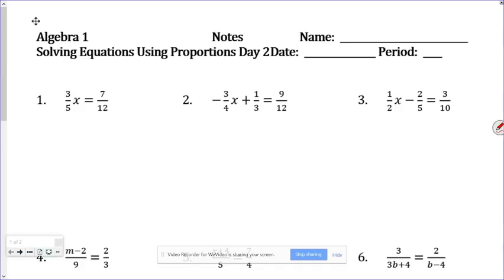So number 1 here, we have 3/5 x equals 7 over 12. This x needs to go in our numerator, so I'm going to rewrite this. Okay, so now the x is in the numerator. I can now cross multiply and then solve.